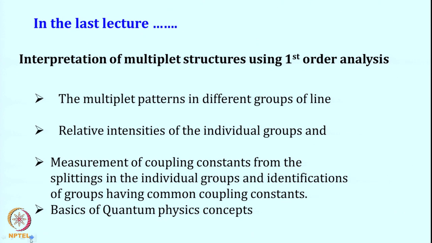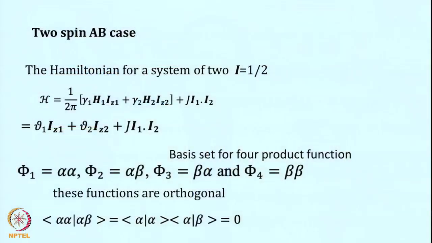And then we started looking into the basics of quantum physics concepts. We looked at various terms like what is the operator, what is the eigenfunction, Hamiltonian and eigenvalues. So, we were at the stage where we wanted to discuss the two spin system, like let us consider an AB system. AB case means two spins which have a close proximity of chemical shift, and that is what we define as an AB system.